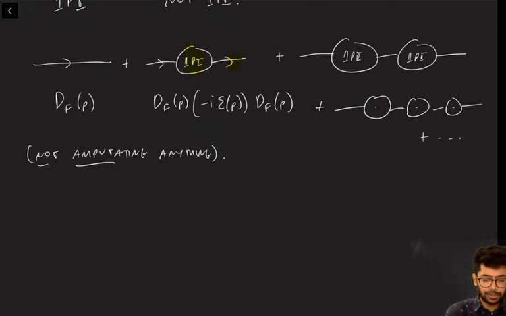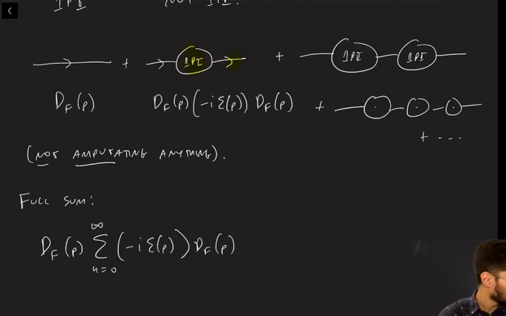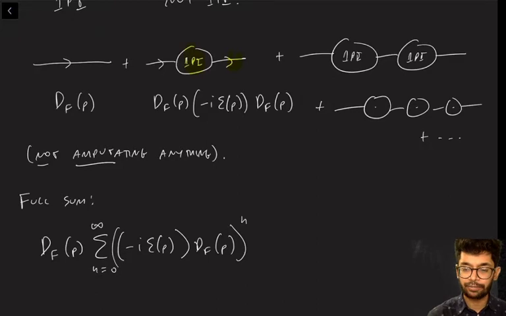The full sum takes the following form: D_F of p times the sum, n goes from 0 to infinity, of minus i Sigma of p D_F of p, and the whole thing here is raised to the power n. Okay? And you can see why every time you add another unit cell, you add a factor of Sigma of p and a D_F.